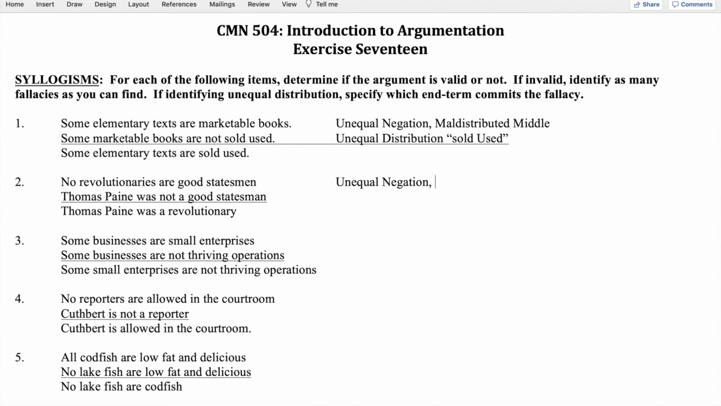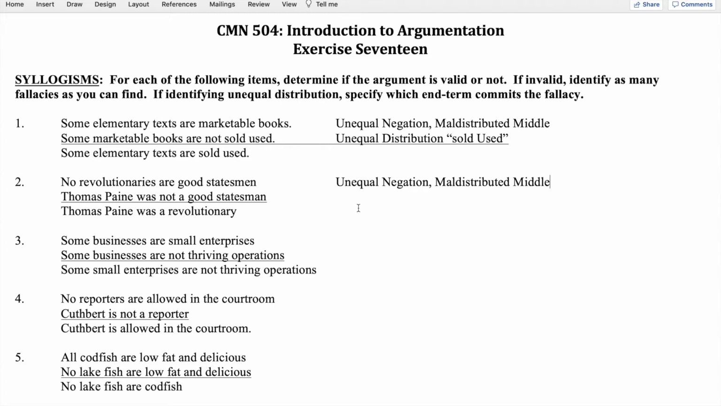Good statesman is our middle term here, and good statesman is distributed in the second premise because it's predicate of a negative, and also distributed in the first premise because it's predicate of a negative, and that means it's distributed twice. That's maldistributed middle, because middle terms must be distributed once and only once. Then we have the end term Thomas Paine, and both times Thomas Paine is the subject of a universal, so it's distributed twice. That means it's equally distributed, and that's fine.